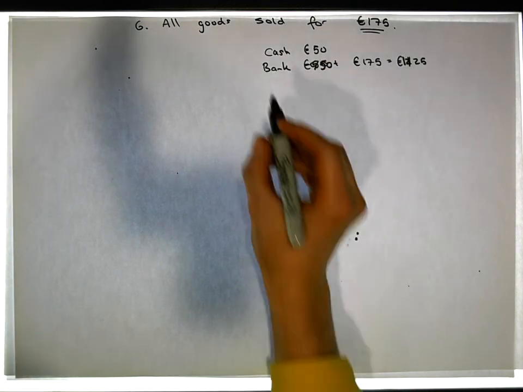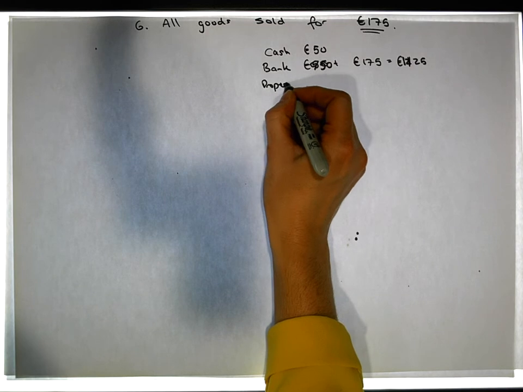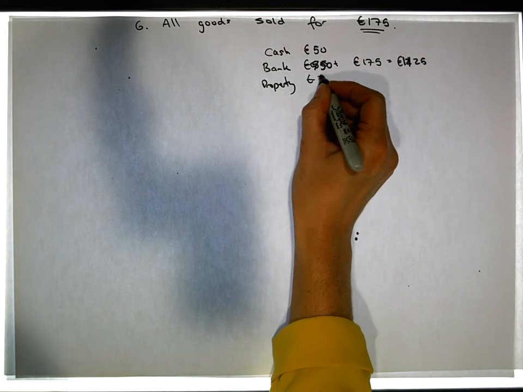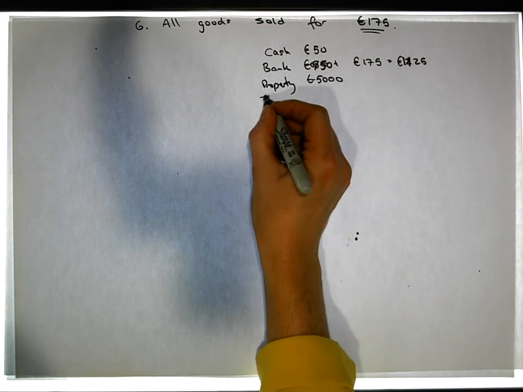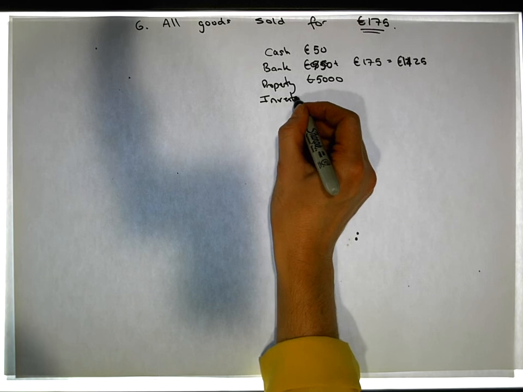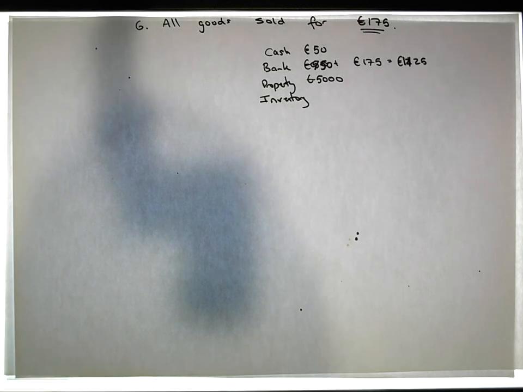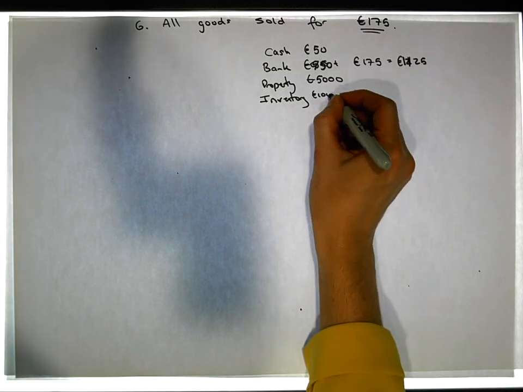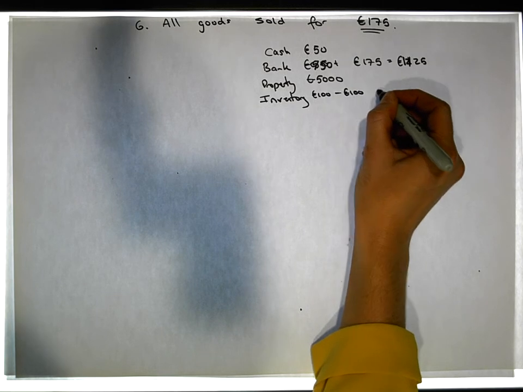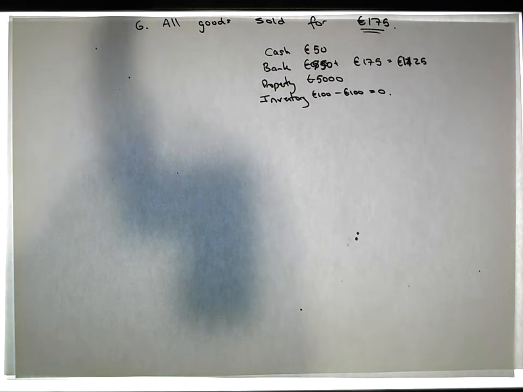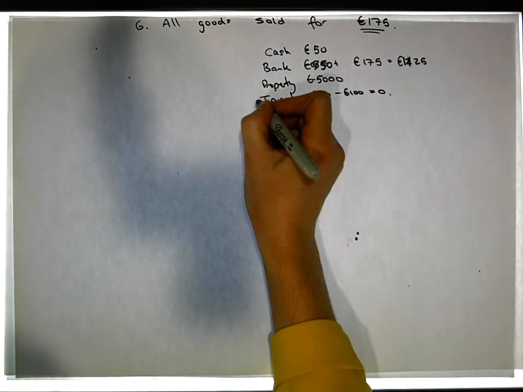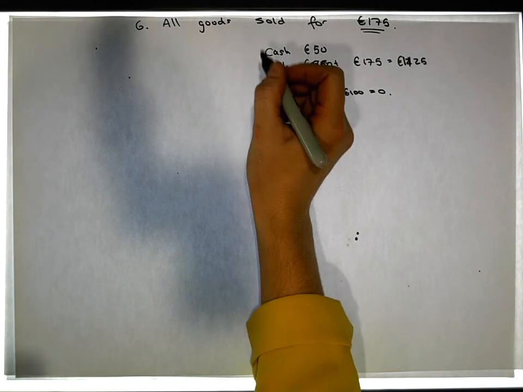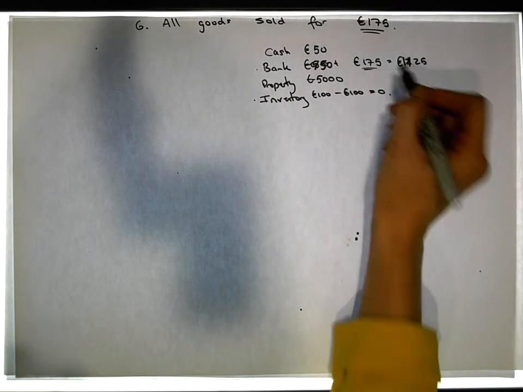Our property won't be impacted because we still have our property and it's still valued at 5. But what will happen to our inventory? Our inventory is no longer there. So our €100 has reduced to zero because we sold it. So the two items impacted in this transaction is our inventory has reduced, but our bank has gone up by the 175 that the customer has given us.